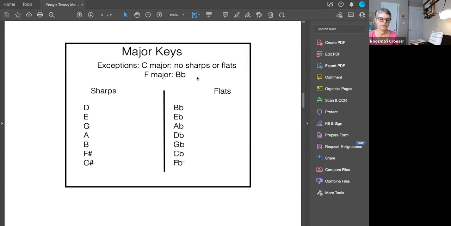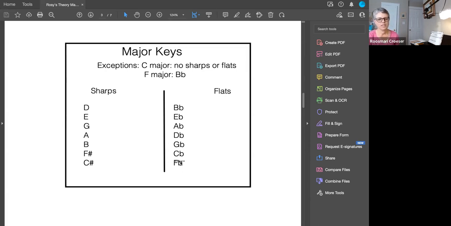Let's continue. If the name of the key has no sharp or flat in its name, it's going to have a sharp. D has sharps, E has sharps, G major has sharps, A major has sharps, B has sharps. There are only two sharp majors, F sharp and C sharp major. If a key has a flat in its name, it's going to have flats. B flat, E flat, A flat, D flat, G flat, and C flat. There is no F flat. We're not going to talk about that right now.